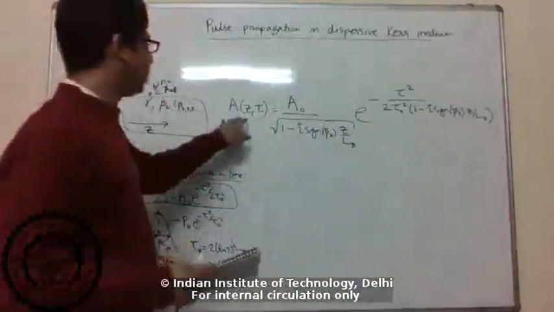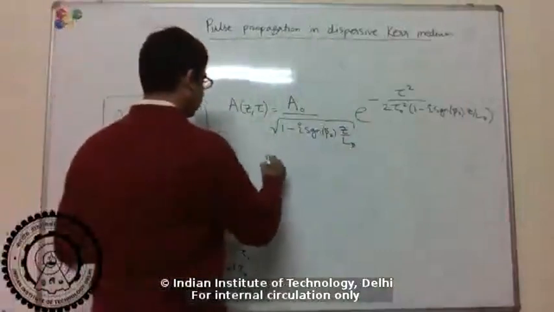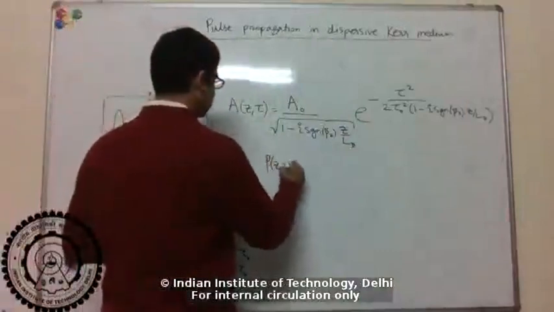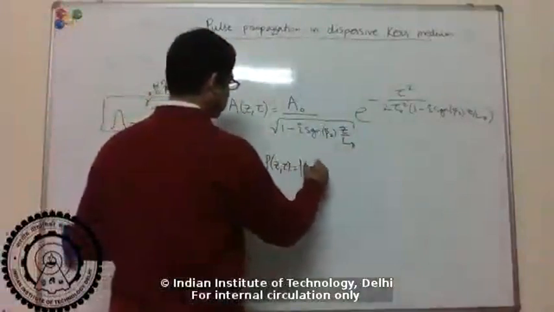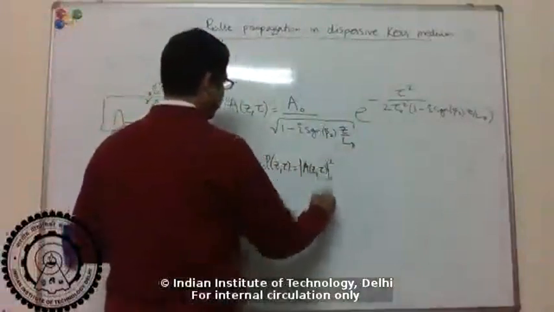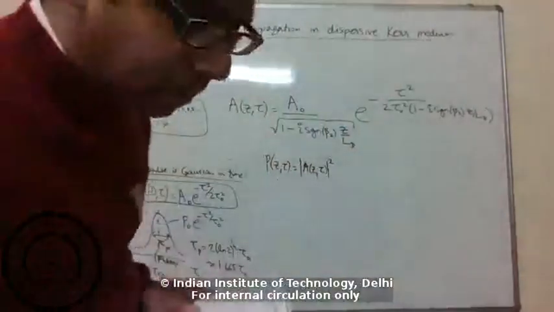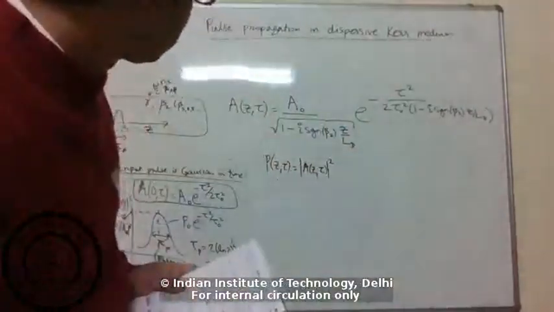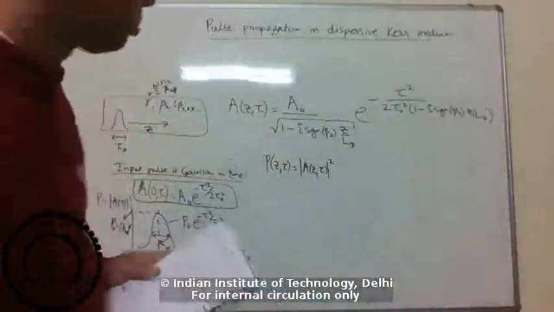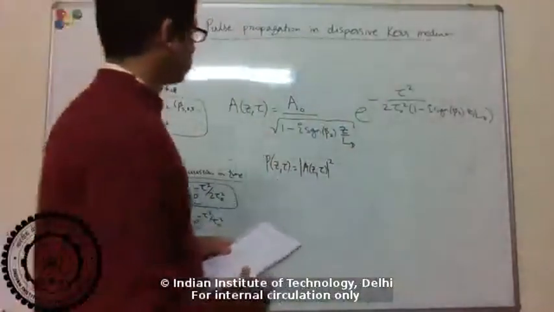Right, so this is the amplitude. So we can look at the power, which is just the square of it. Here there is an alpha term. So what is the significance here?